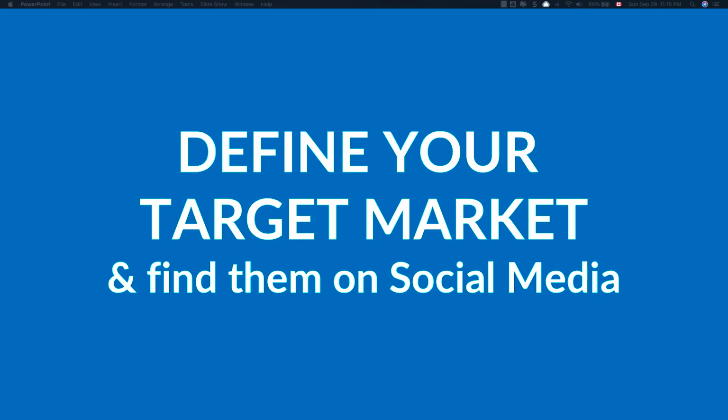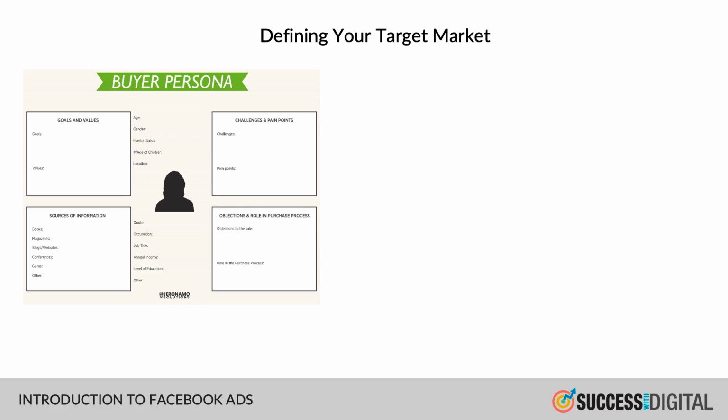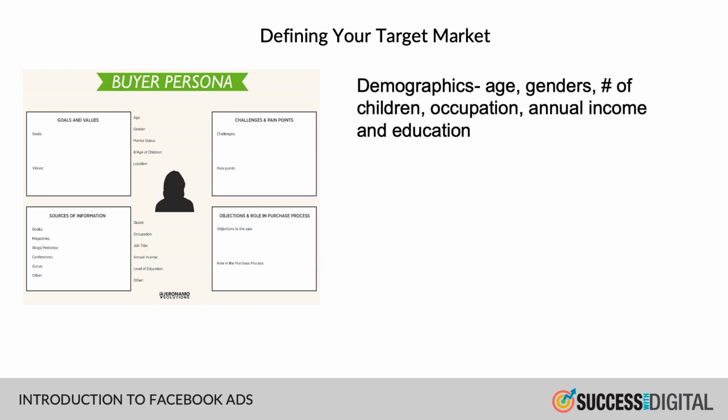All right, so let's define your target market and let's talk about how to find them on social media. So, in the course section, you'll find a buyer persona worksheet, and once you open that up, you can either print it off and fill it by hand, or if you want to fill it out in Adobe Acrobat, you can do that too. But there's a few different sections.